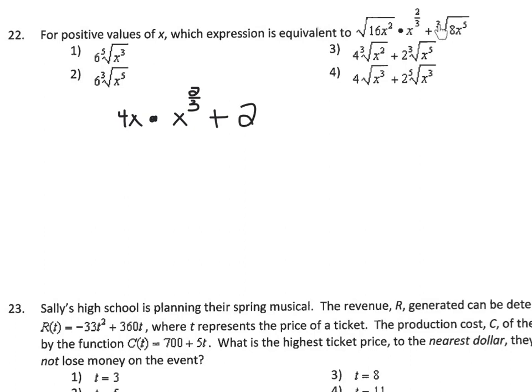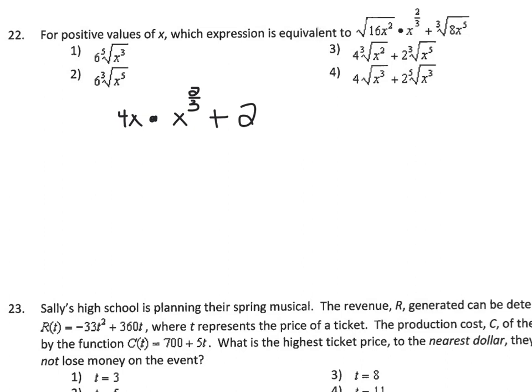Now the cube root of x to the 5th, well, we can simplify that, but I'm just kind of looking at the answer choices. See how this one says the cube root of x to the 5th, and this one says the cube root of x to the 5th? I'm kind of looking ahead, and sometimes with multiple choice that's good to do, and I'm going to leave that as the cube root of x to the fifth.